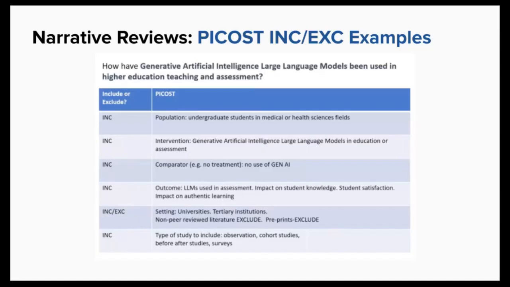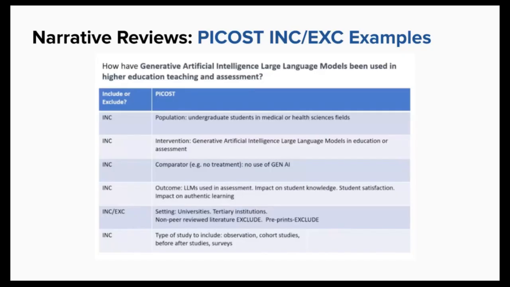And the same thing applies for intervention. They are only focused on generative AI, LLMs, in education or assessment. So it doesn't matter if the generative AI LLM is in another domain. It has to be relevant to education. The same thing, they've identified inclusion criteria for the comparator and the outcome.